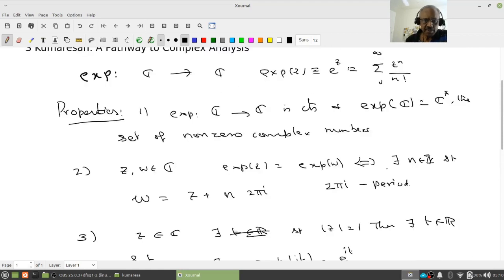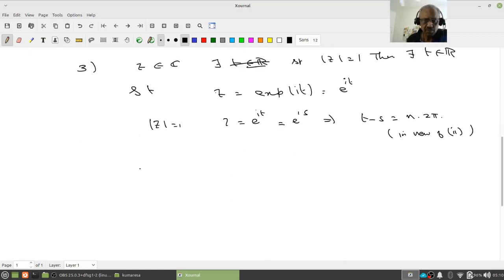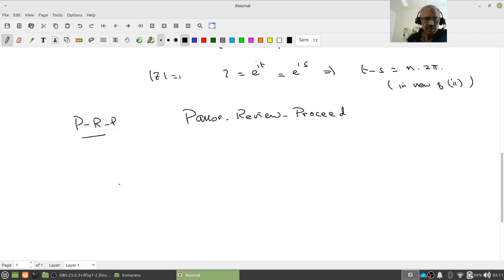To the best of my knowledge, these are the only properties I need for what I want to do. So just pause, review, proceed, understand the properties for what follows.